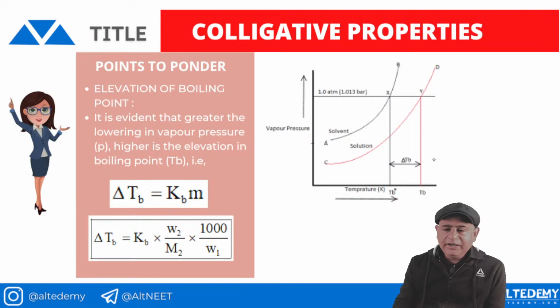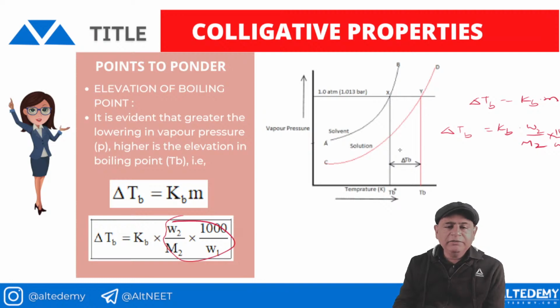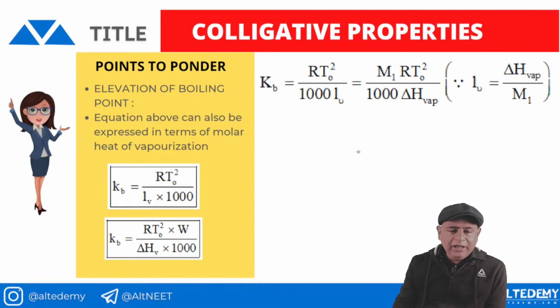Again, delta TB is expressed as KB into m. And the second expression that we have written, delta TB is equal to KB into W2 by M2 into 1000 upon W1. Notations are as usual. This entire expression has been written for molality, the way we define molality. Here again we have the elevation in boiling point constant. This KB is called EIBP constant.